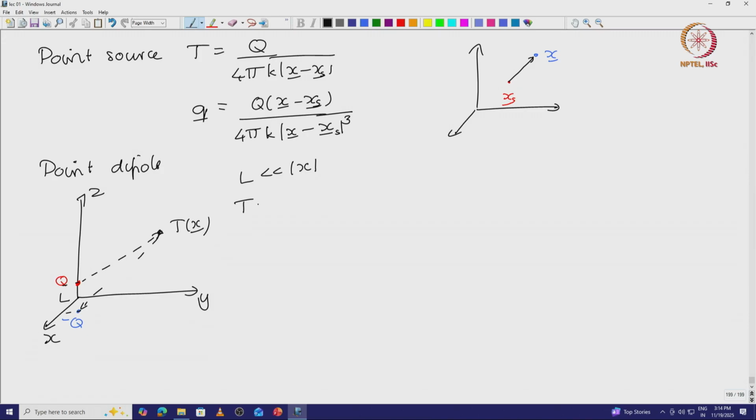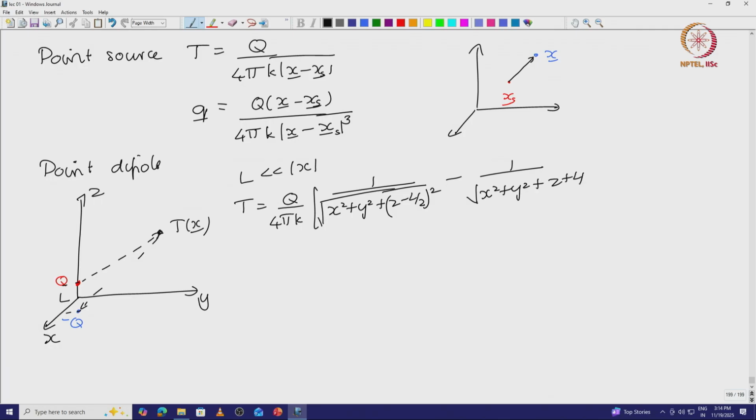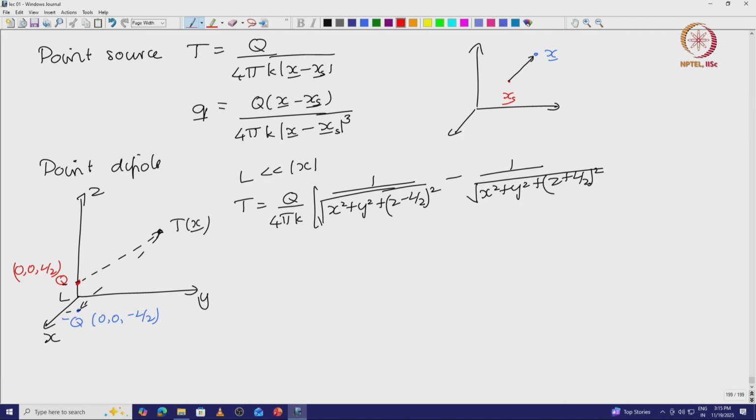So, we have written the temperature field as q by 4 pi k into 1 over the square root of x square plus y square plus z minus L by 2 the whole square, minus 1 over the square root of x square plus y square plus z plus L by 2 the whole square. Because the sink was at 0 0 minus L by 2, and the source was at 0 0 L by 2.